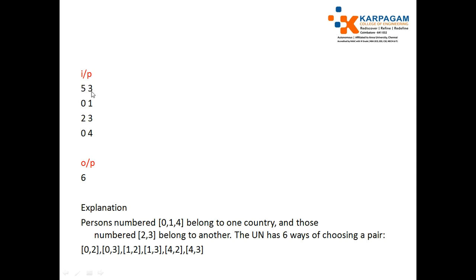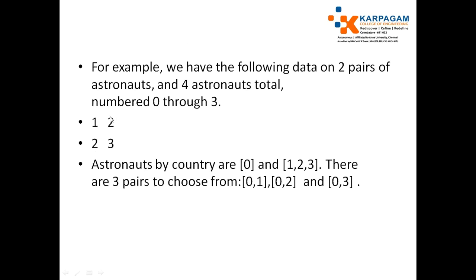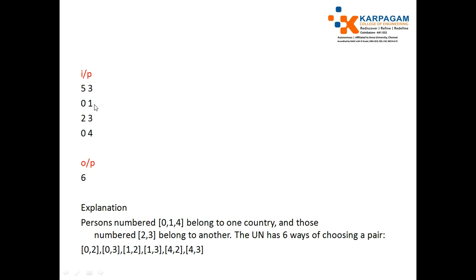5, 3 is an input that has been given, where 5 is nothing but the number of astronauts. So the astronaut numbers are 0, 1, 2, 3 and 4. For 5 astronauts, it starts with 0 and ends with 4. Then after the number of astronauts, the pairing has been given. You can see here 0 with 1, 2 with 3, 0 with 4. So 0 is paired with 1, and 0 is paired with 4. So basically 0, 1 and 4 are from the same country. The inference from that pairing is 0, 1, 4 all belong to one country. 2 with 3 is a separate pair, so that belongs to another country.